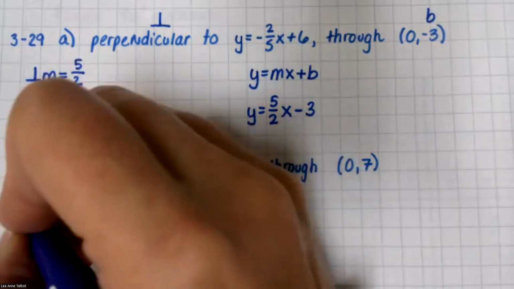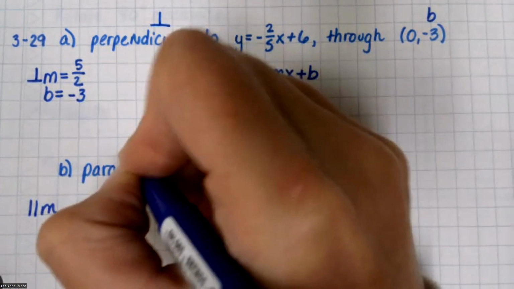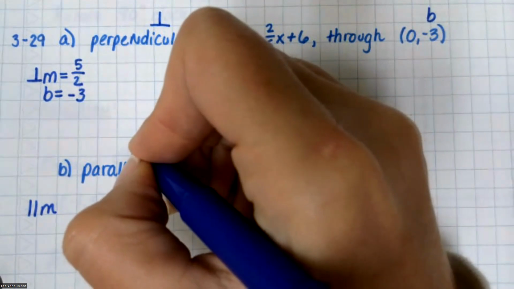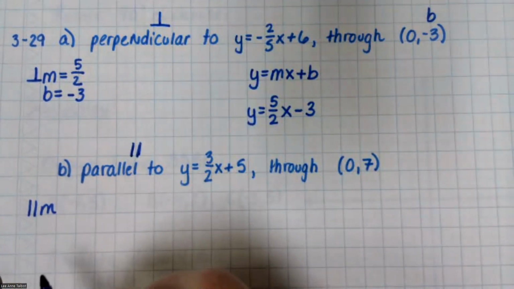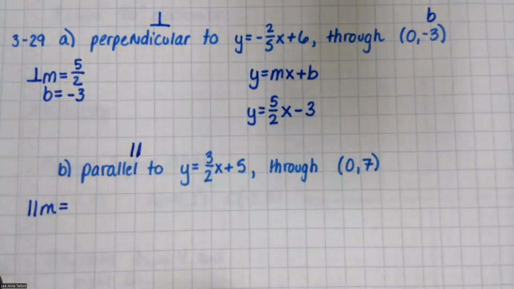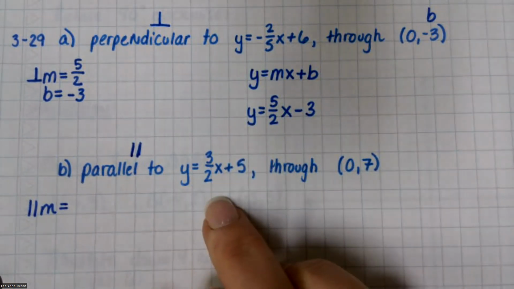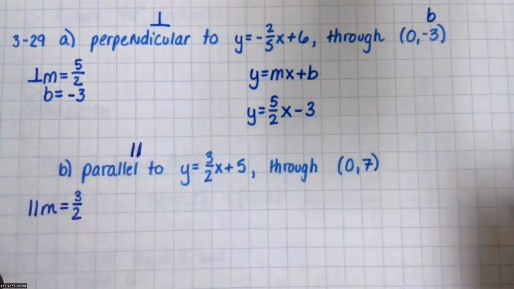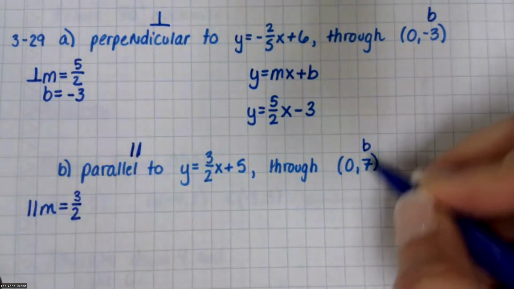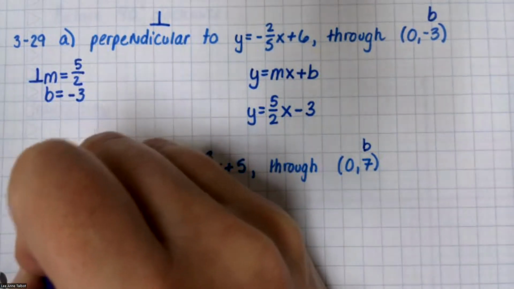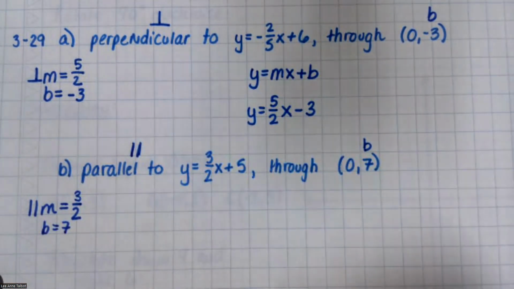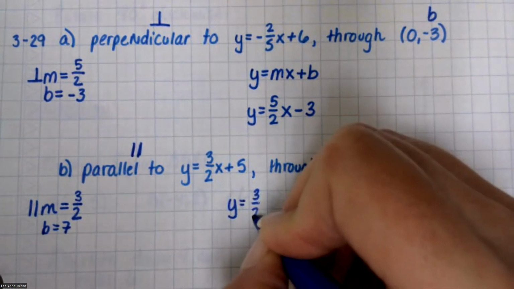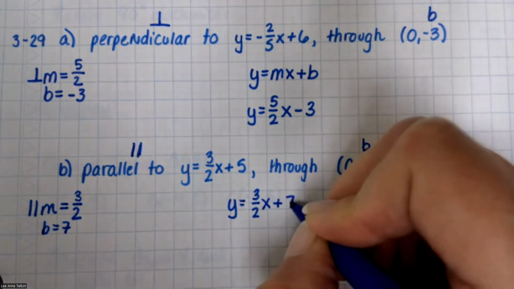Okay, now this problem says parallel, so I'm going to use the symbol for parallel, which is two straight up and down lines. It looks like an 11, so you have to be careful. Don't think of it as an 11. When it says parallel, the slope is already given to you, 3/2. And you want to use the b that they give you in the problem, 7. y equals 3/2x plus 7.